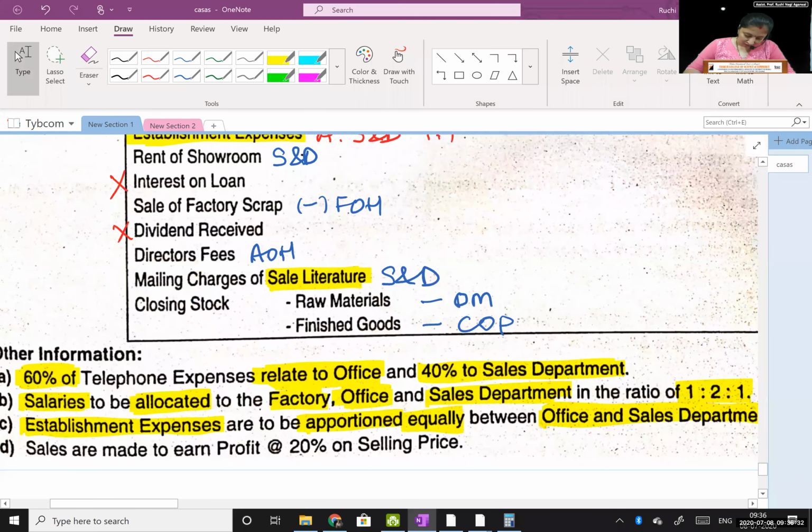Okay. And then next lecture, when we do the sum, we will see what to do with this. Sales profit is 20% on selling price, so my selling price is the base. Okay. Start giving your attendance. We have the last 4 minutes. Start giving your attendance.